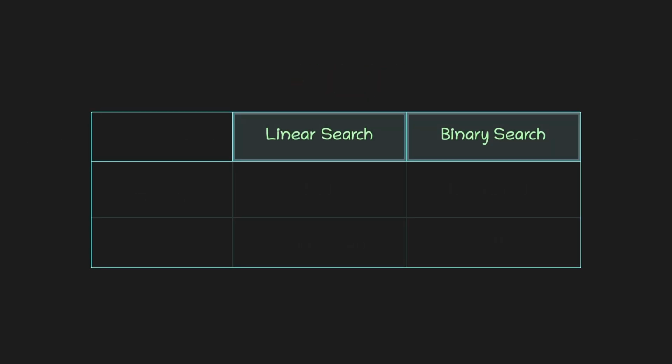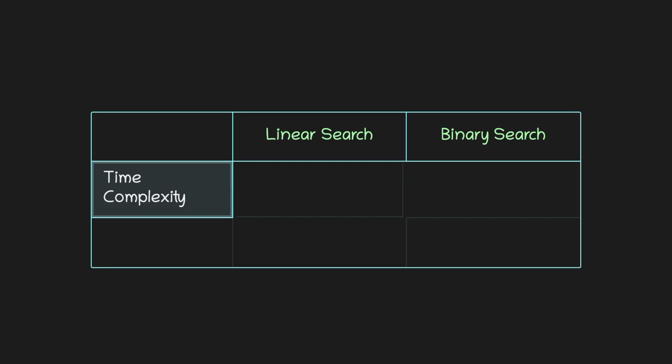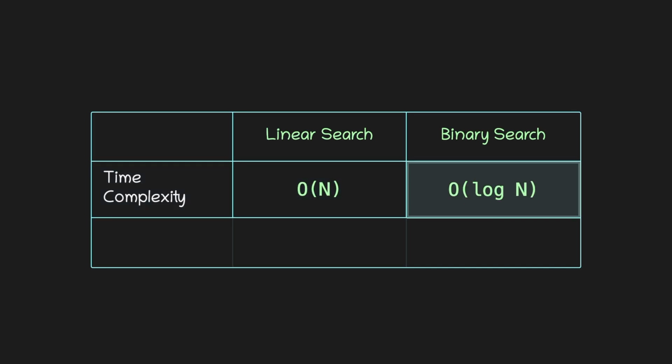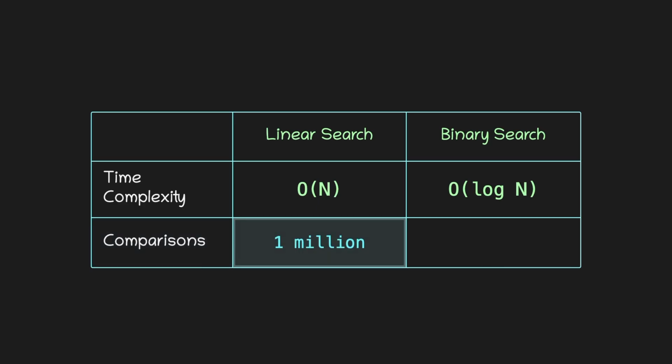Let us compare this with linear search, whose time complexity is order of n. If there are 1 million elements, linear search may take around 1 million comparisons in the worst case. But binary search takes only about log base 2 of 1 million comparisons. Since 1 million is close to 2 to the power 20, binary search takes around 20 comparisons. So for searching a target in an array with 1 million elements, linear search can take 1 million comparisons, while binary search can take only 20 comparisons.